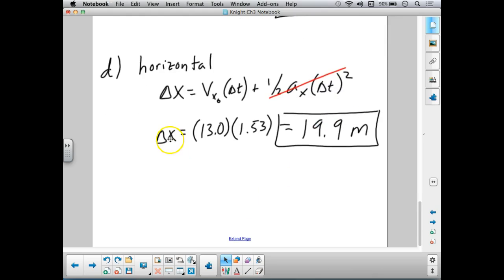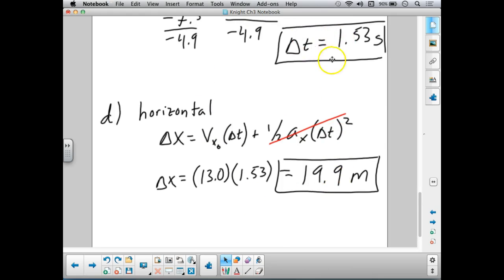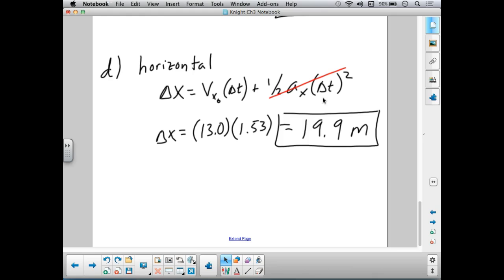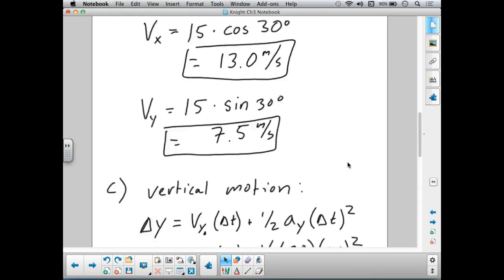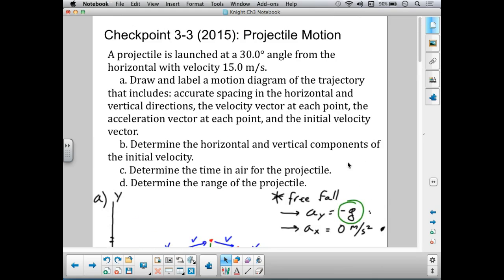Finally, part D, I switched over to considering the horizontal motion. I know that my delta t from part C is the same because once I hit the ground, my projectile has stopped moving. Plugged in knowns, my initial x velocity, the same delta t, and I get a change in position, or my range, of 19.9 meters. And there's an example projectile motion problem that you can use as an example on other similar problems.